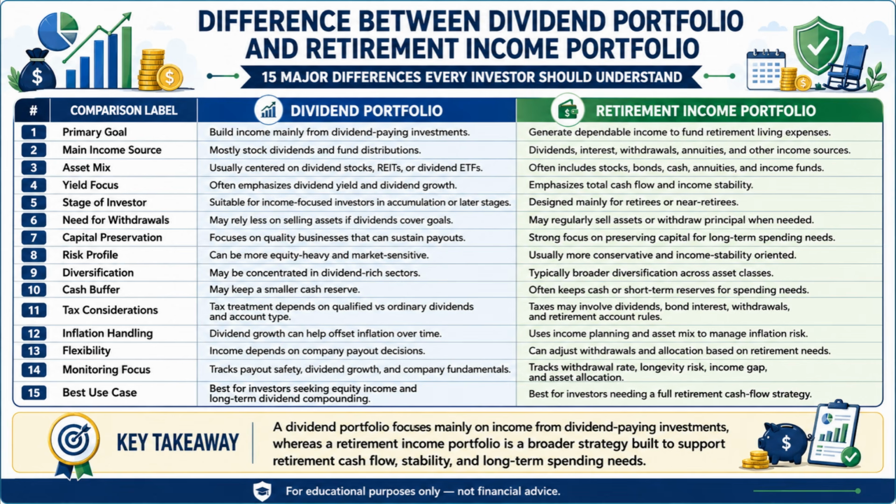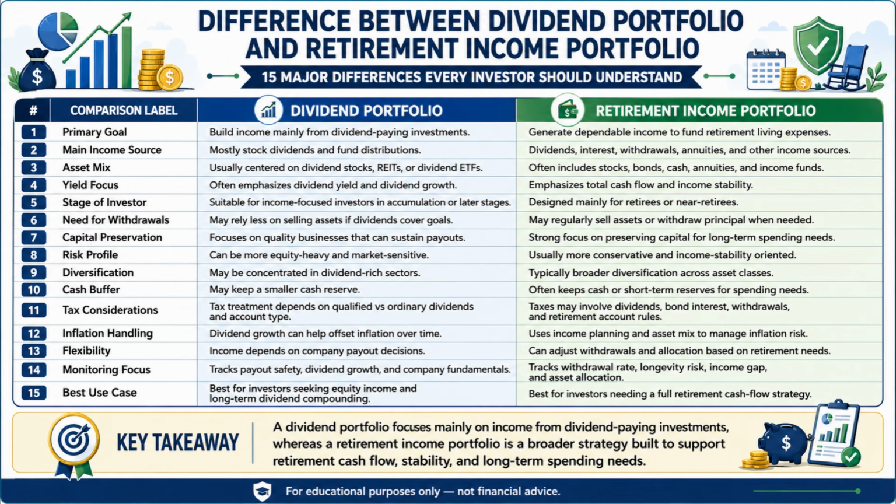Number 8. A dividend portfolio can be more equity-heavy and more sensitive to market movements, whereas a retirement income portfolio is usually more conservative and focused on stable income. Number 9. A dividend portfolio may become concentrated in dividend-rich sectors, whereas a retirement income portfolio is typically more diversified across different asset classes.